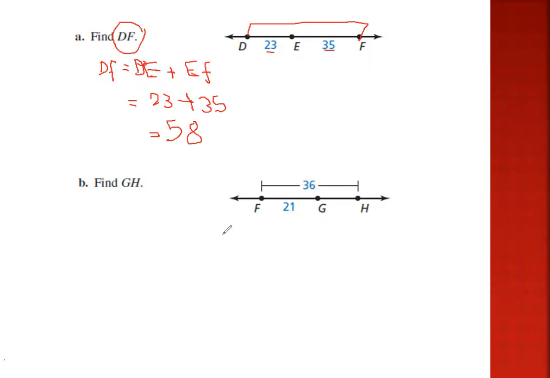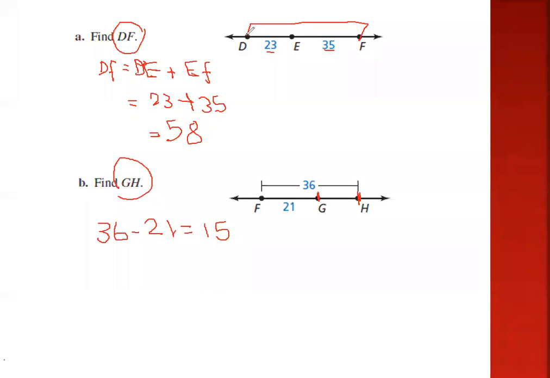Look at the next question. We are looking for GH. Back to the figure. Does GH represent a part or a total? A part. Then do we have to add or subtract? Subtract. So it will be 36 minus 21, right? So the answer will be equal to 15.